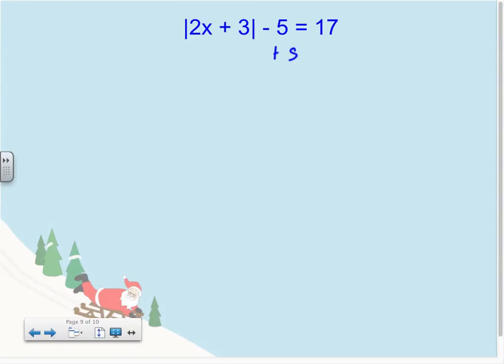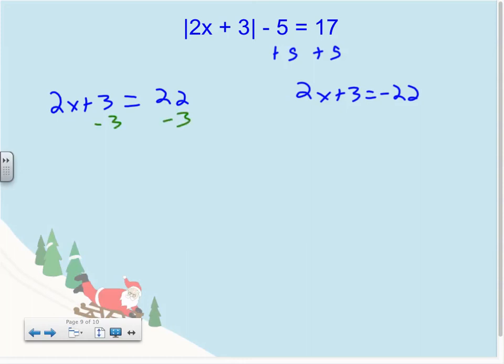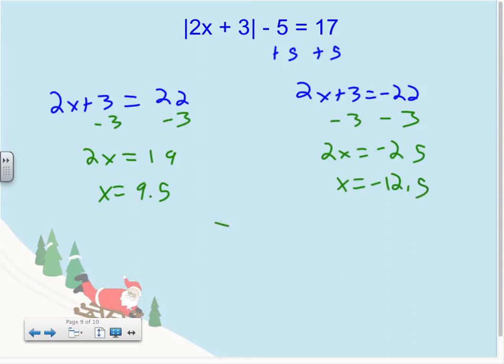Here, let's add 5 to both sides first. 2x plus 3 equals 22. 2x plus 3 equals negative 22. And we're going to solve both equations, subtract 3 from both sides. And we get 2x equals 19, x is 9.5. And here we subtract 3, we get 2x equals negative 25, x equals negative 12 and a half. So negative 12 and a half, 9 and a half, those are the values for x.